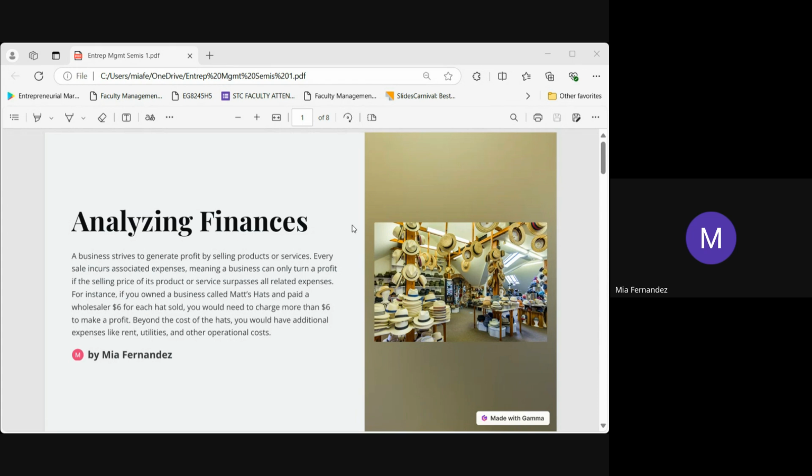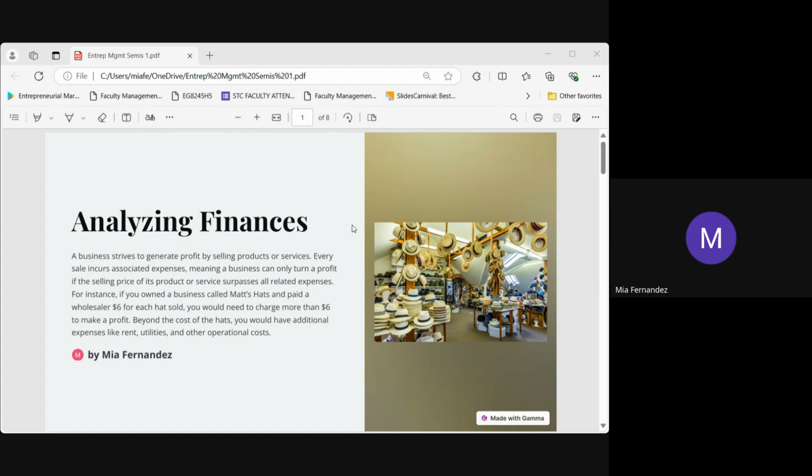This is our first topic for semifinals, and it's about analyzing finances. A business strives to generate profit by selling products or services. Every sale incurs associated expenses, meaning a business can only turn a profit if the selling price of its products or service surpasses all related expenses. Of course, right? Dapat yung mga kinikita mo ay mas malaki kaysa sa expenses.